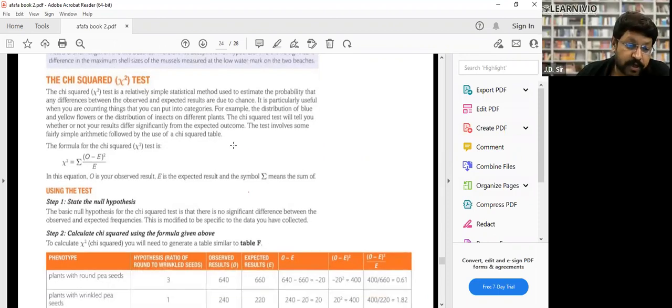Chi-square test. What is the chi-square test? The chi-square, that is the x-square test, is a relatively simple statistical method used to estimate the probability that any difference between the observed and expected result is due to chance. Means what is the difference between the observed and expected value, right? What the standard value should be.